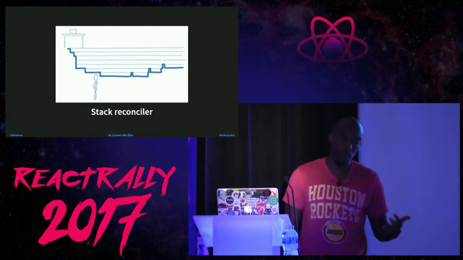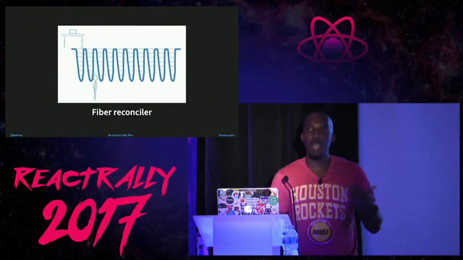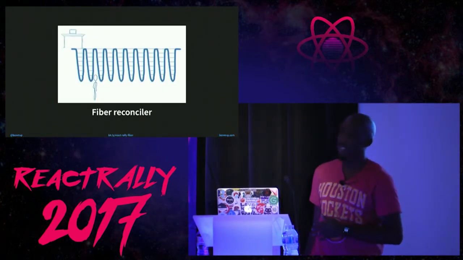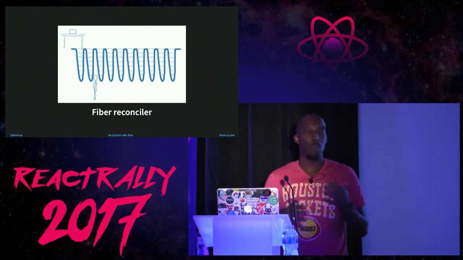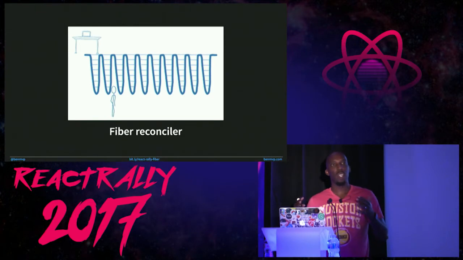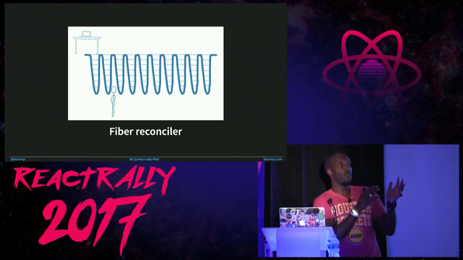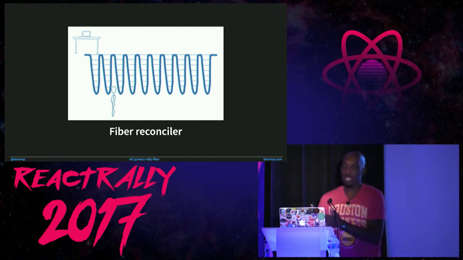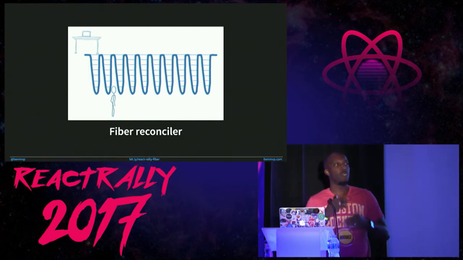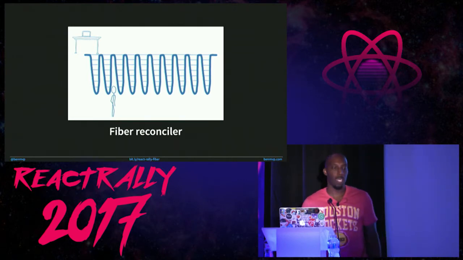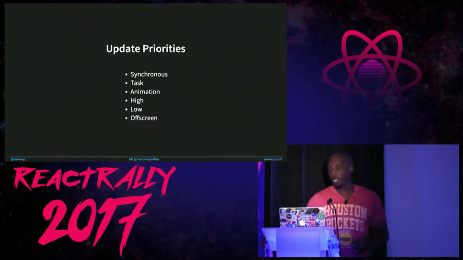Now we have the Fiber reconciler, which will periodically relinquish control back to the main thread so that you can have a more performant UI. If something is really expensive to render, it may pause, go back to the main thread, do something, and then come back and continue rendering. And it gives opportunities for higher priority things to render in place of it.